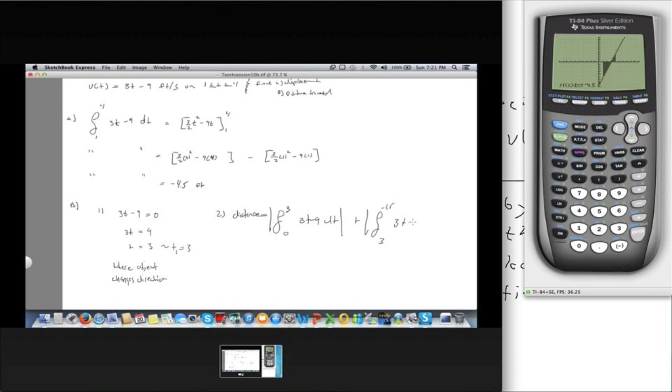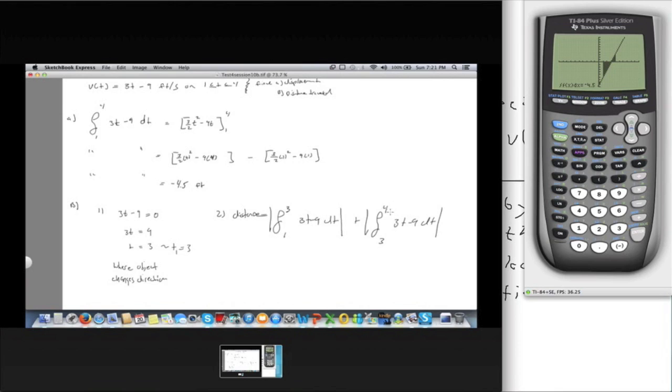Sounds like we're getting confused. I'm not sure how time can be negative. What was the question asking us for? The distance traveled by the particle during the time interval. Which time interval? 1 to 4. That's right. I think you forgot that time interval. So we started at 1, but we don't use t1 equals 3 that way.